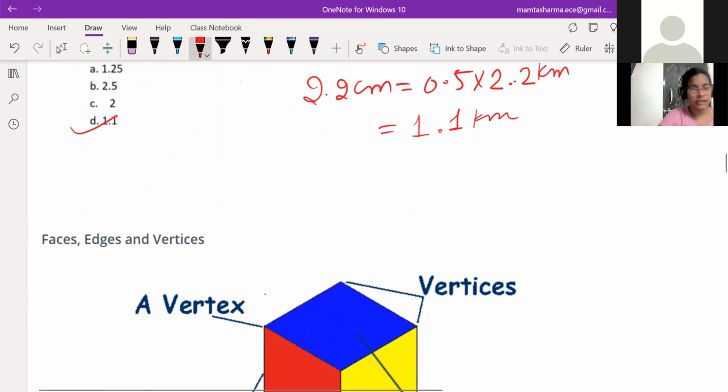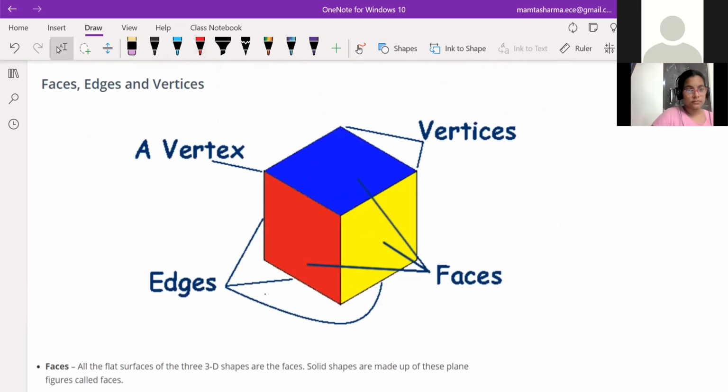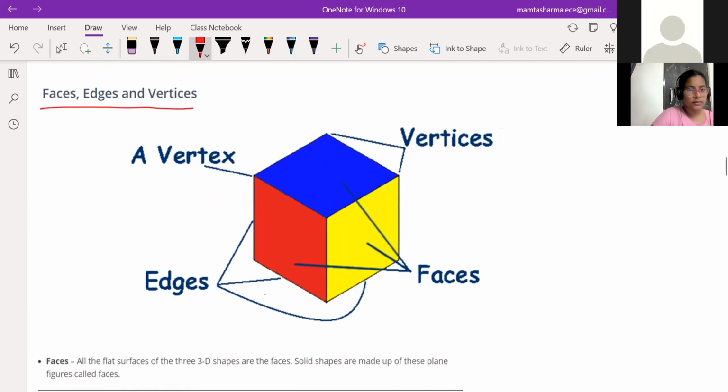Okay, now we'll see the next topic: faces, edges, and vertices. What do you mean by all these three terms? Ma'am, faces means something which is flat and we can see it. Edges means the line which makes two faces join. And vertices is the place where two edges join.